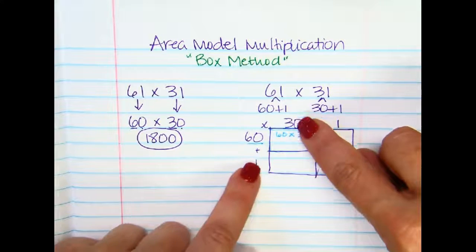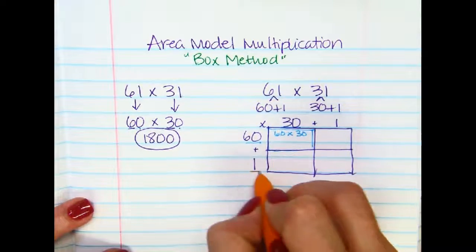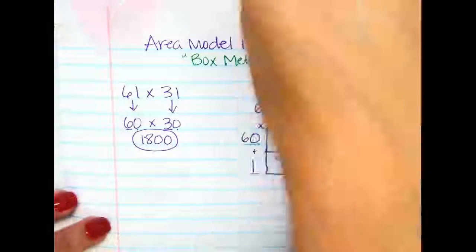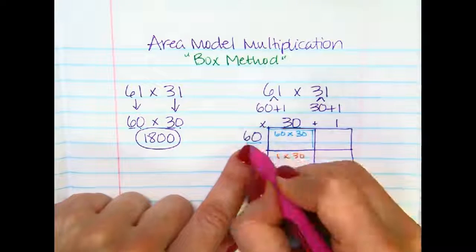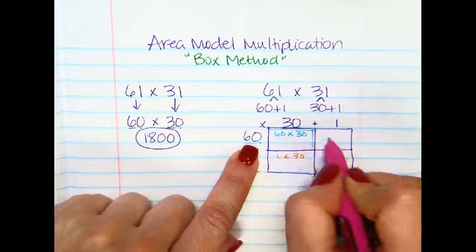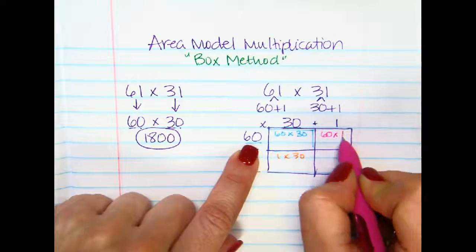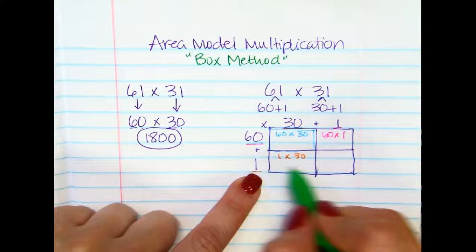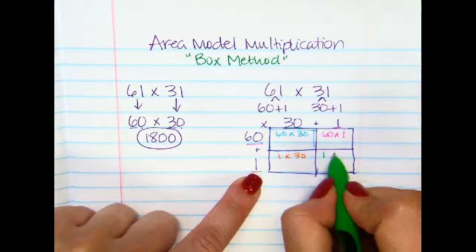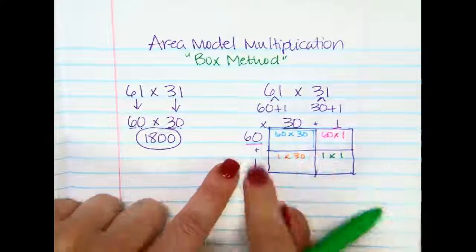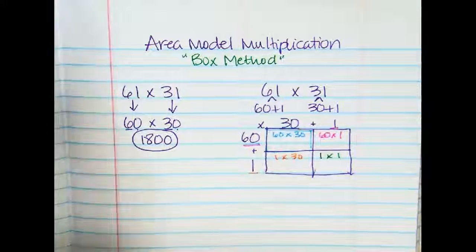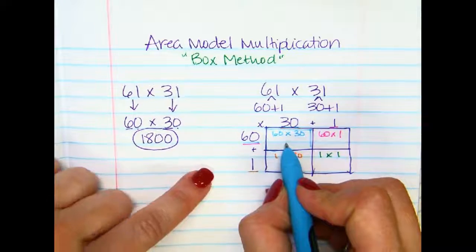In this box, it would be 1 times 30. So I'll do that in a different color. This would be 1 times 30. And that would go in this box. In this box, it would be 60. You go straight out. 60 times 1. And then in this box, it would be 1 times 1. All we're doing is multiplying the values of each digit in one factor times the values of each digit in the other factor. So what we'll now find are our partial products.